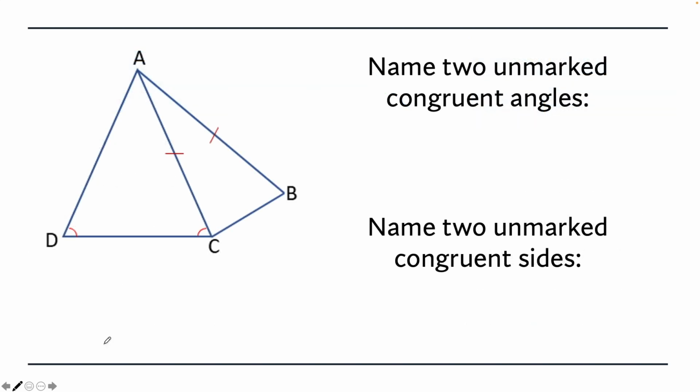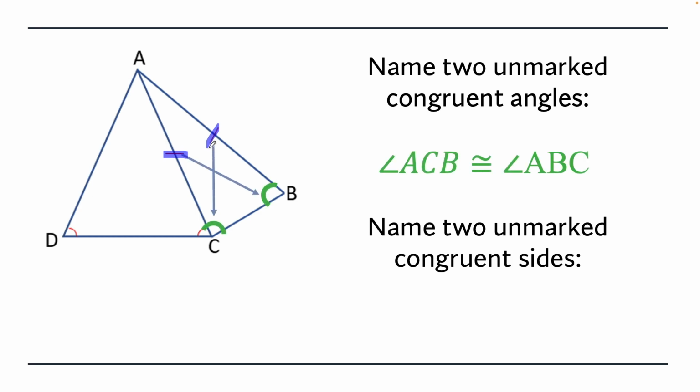Name two unmarked congruent angles. Well, these are two sides that are marked, right? And if we know that two sides are congruent, we can look across at their corresponding angles and know that they're also congruent. So we know that ACB is congruent to ABC. Next is name two unmarked congruent sides. Again, we've got these two congruent angles that are marked here. See those? And so if we take those and look across at their sides, we know that those are also congruent. So AD is congruent to AC.